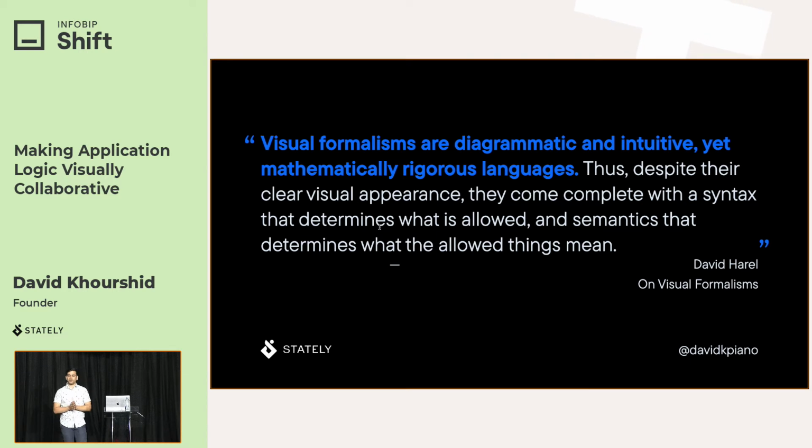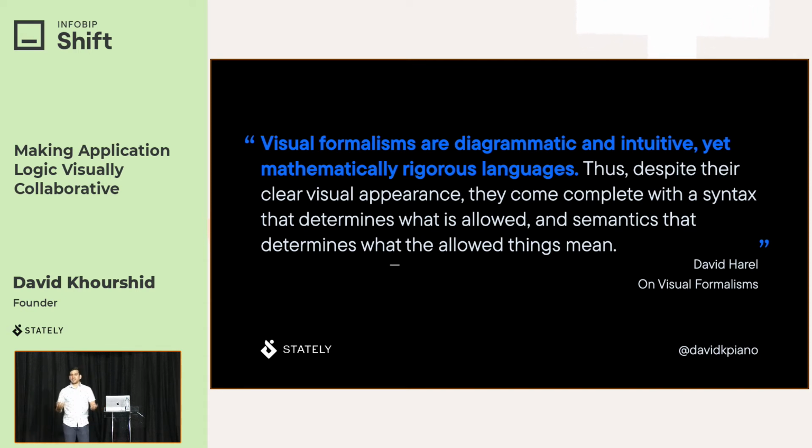Now, the formal term for this is called a visual formalism, which David Harel describes as a diagrammatic and intuitive, yet mathematically rigorous language. Now, visual formalisms are useful because they're exact descriptions of what can happen. They're not just some fancy illustration showing like, hey, this could sort of happen, go figure it out from there. It's more like it is code, but it's visual code.